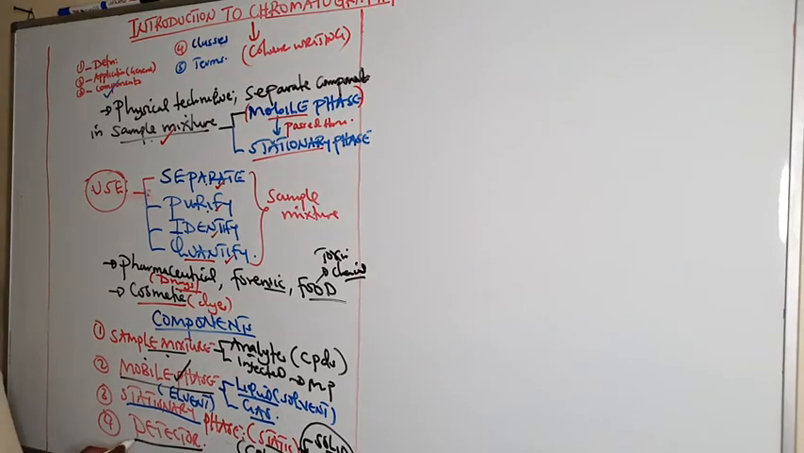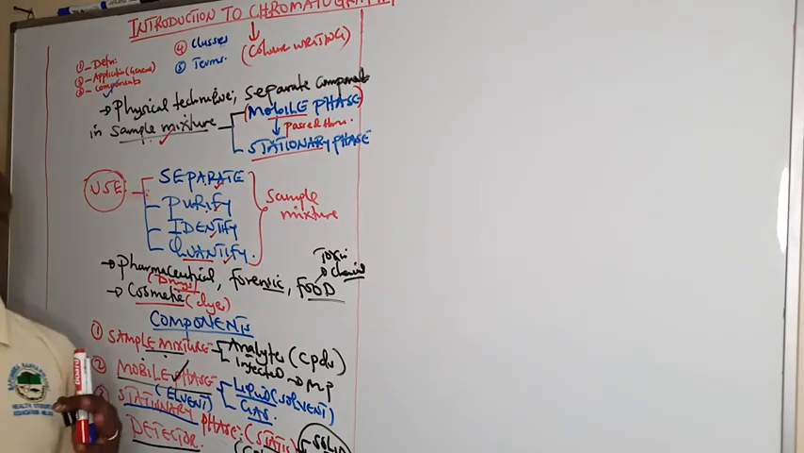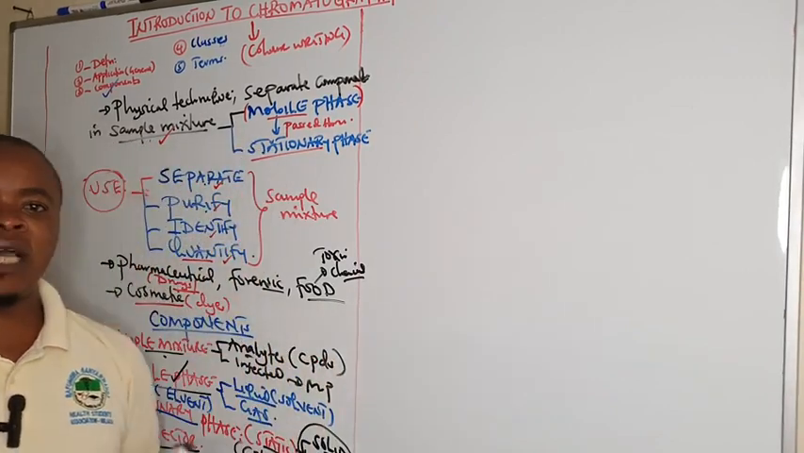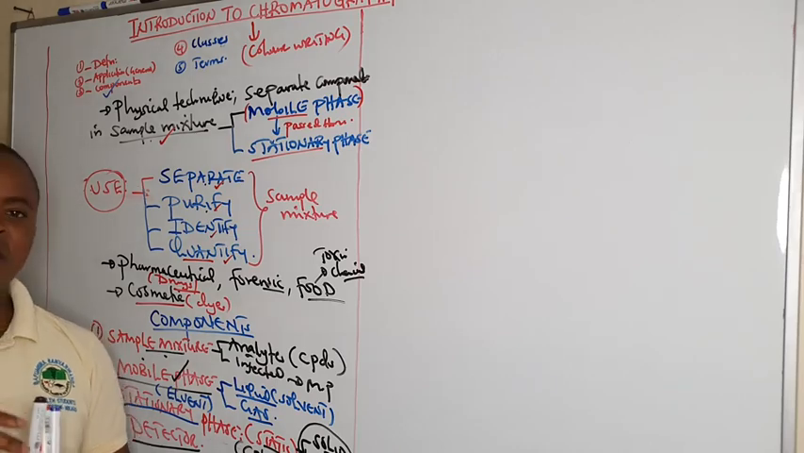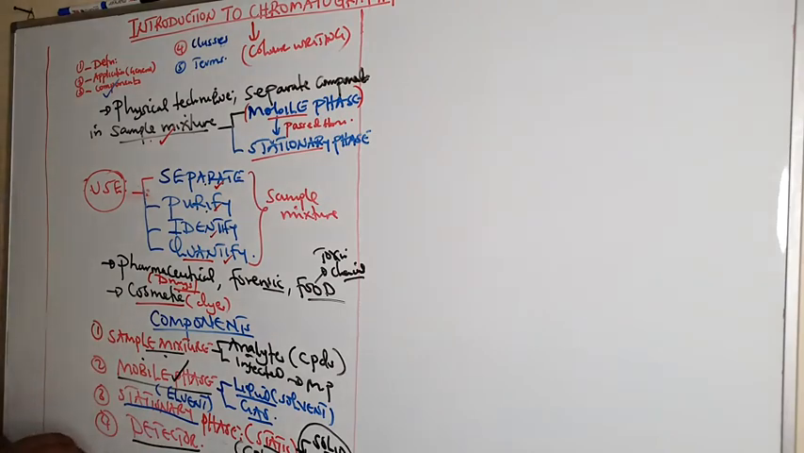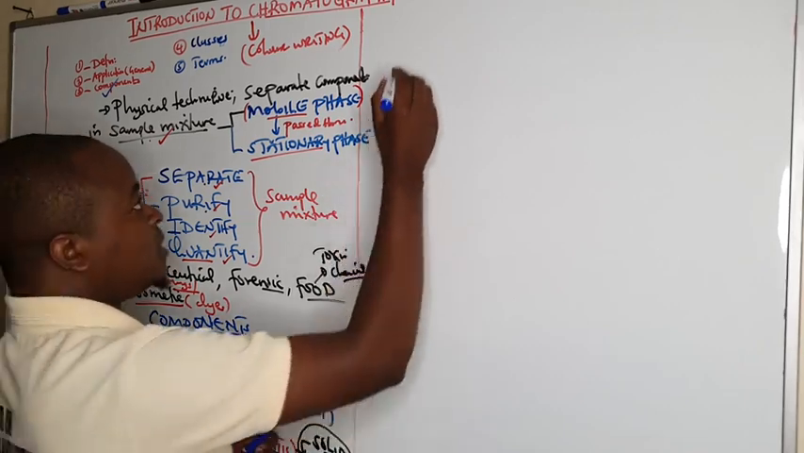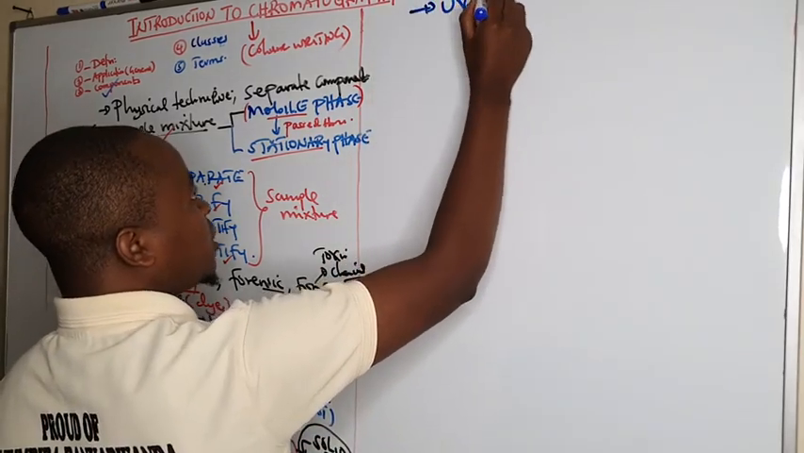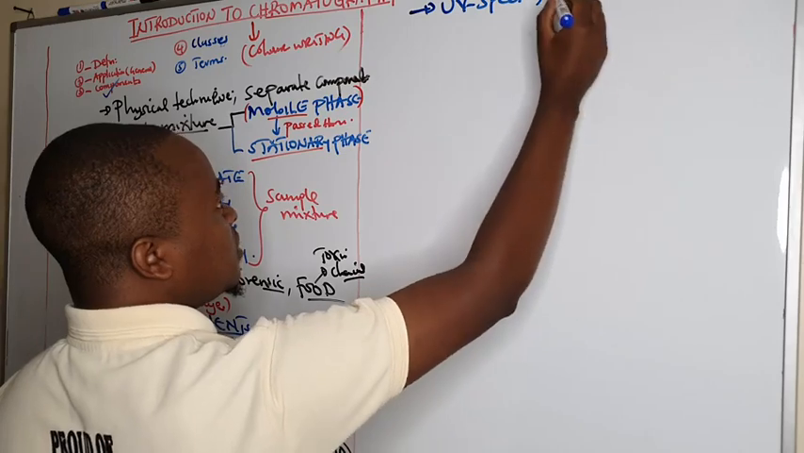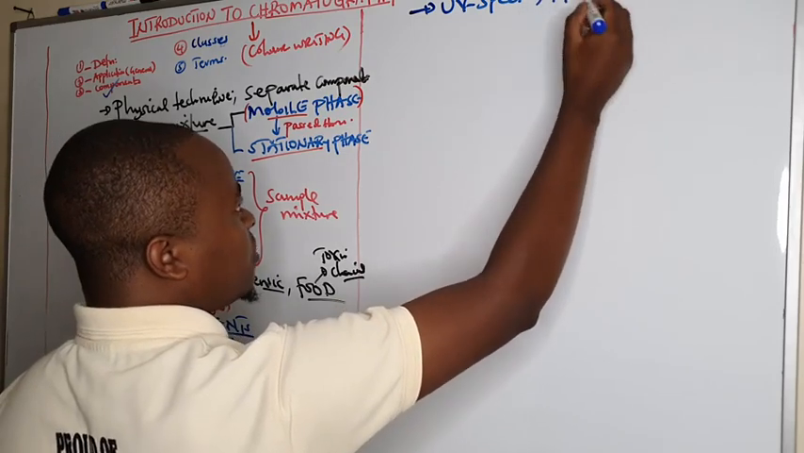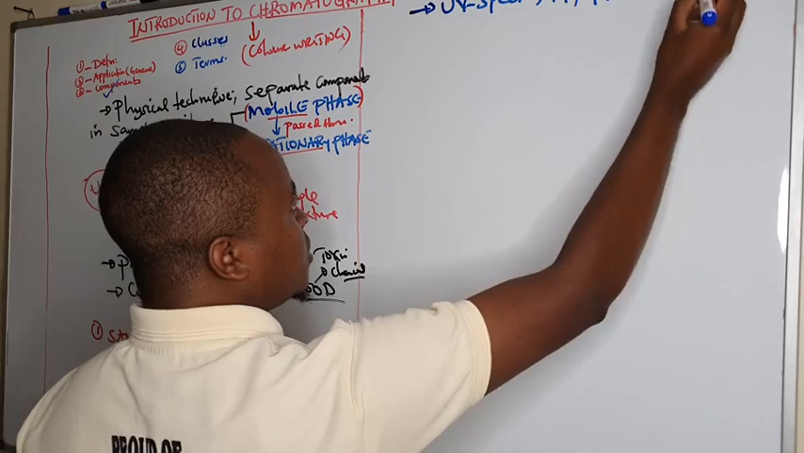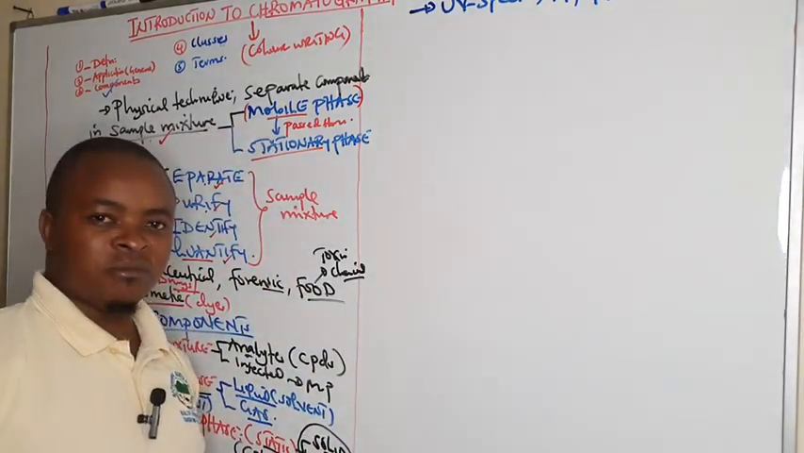Last here is the detector. Detector, this is the detection system. It is the one we are using to identify or visualize and quantify different components or compounds in the sample. Among the different detectors we can use, we can use UV spectroscopy, this is for quantitative. We can use infrared spectroscopy. We can use fluorescent dye, whereby we can visualize using a fluorescent microscope.